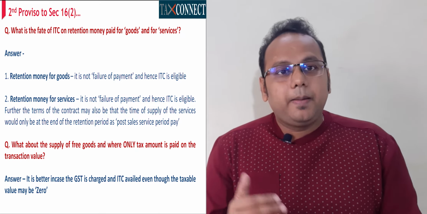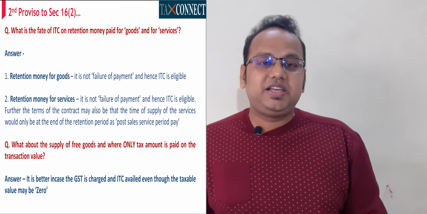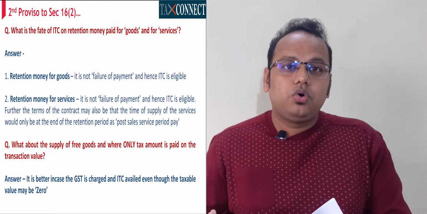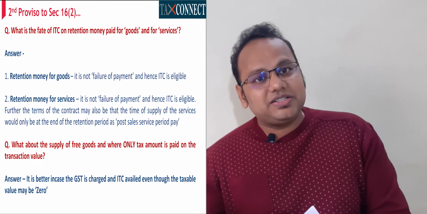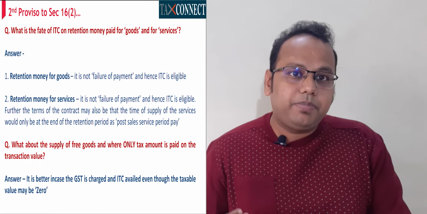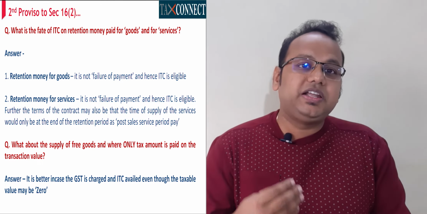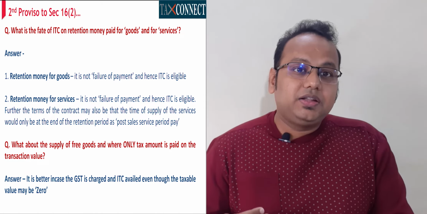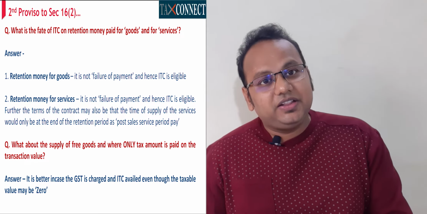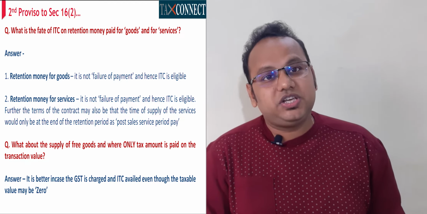The question is, can B take the credit of this 18,000 GST, and can it be questioned that since there is no taxable value, although there is a transaction value, the ITC cannot be availed by B? The answer is again an absolute yes, because as per rule 37, where the transaction value is there but the commercial value is not there, even then it would be deemed that the taxable value also has been paid along with the GST component.